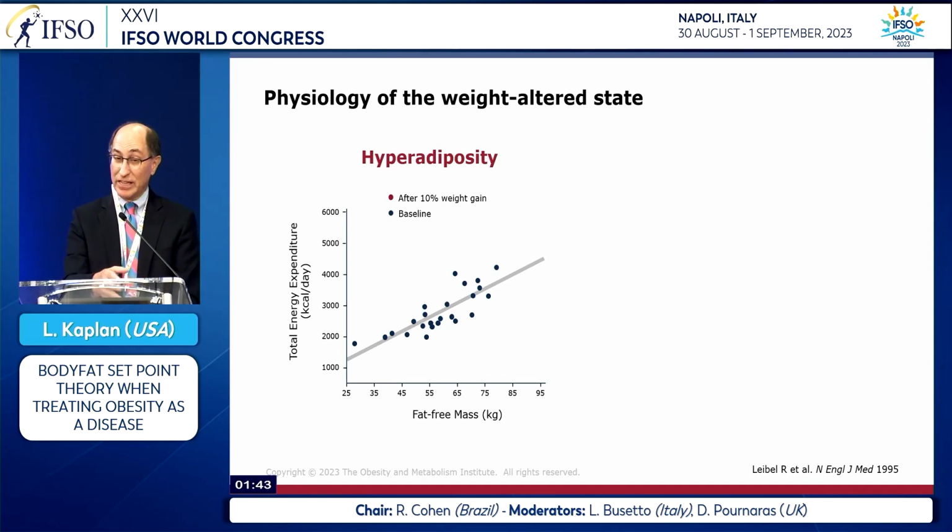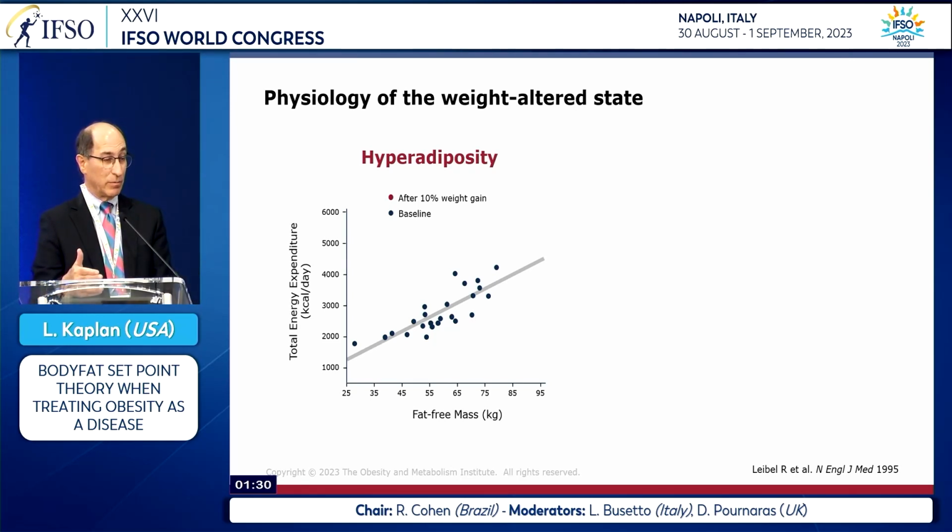This relationship shown here on this solid line is the relationship that we all know about: the bigger you are, the more muscle you have, the more fat-free mass you have, the more energy your body is going to burn by total energy expenditure, and most of the difference is due to changes in thermogenesis.